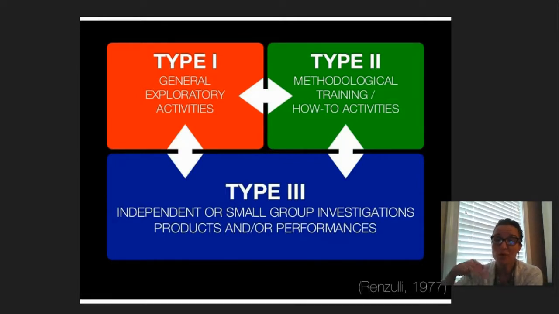And type 3 are independent or small group investigations, products, and/or performances, ideally for an authentic audience. And the key there is that it has to be very much child-led. The kids are excited. They've been intrinsically motivated to continue working. They have their own task commitment trajectory. And they have really owned whatever it is that they're working on, and they're producing something that is outside of whatever you may have assigned.